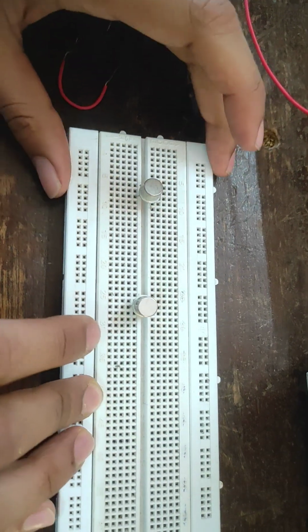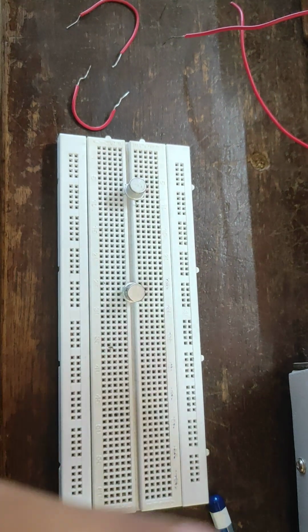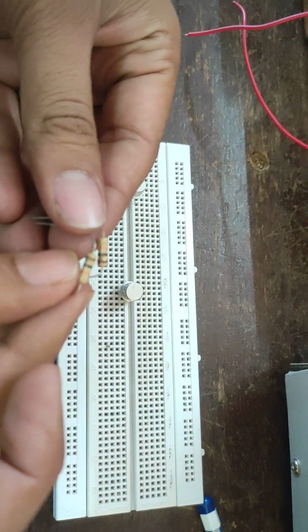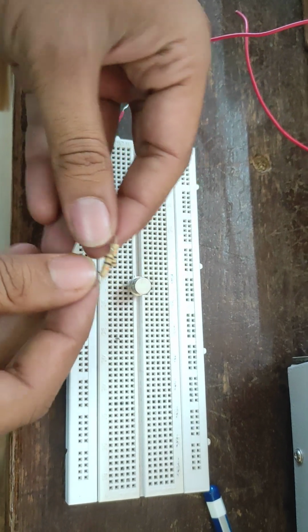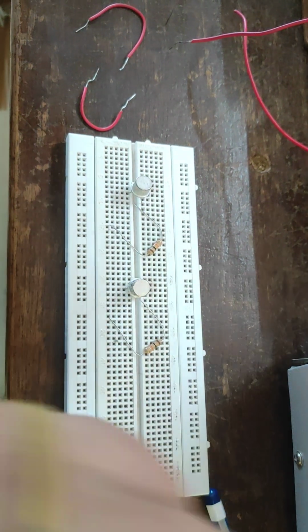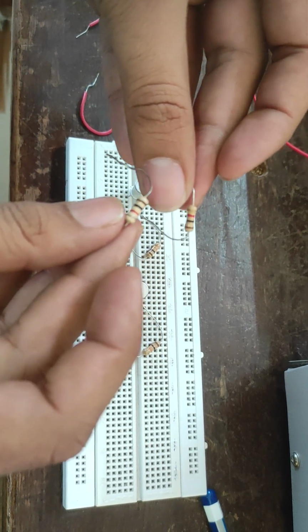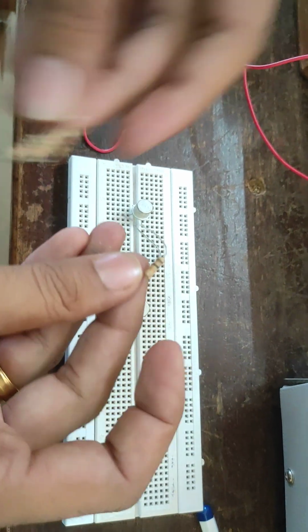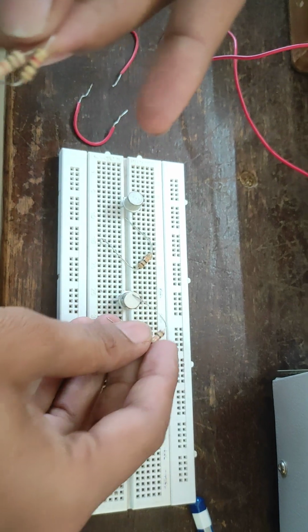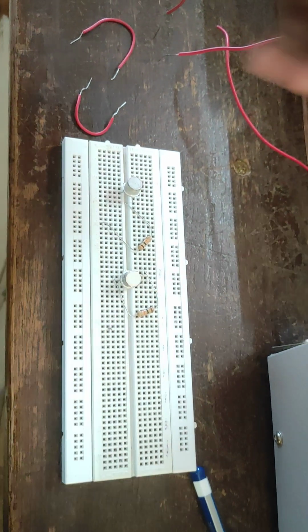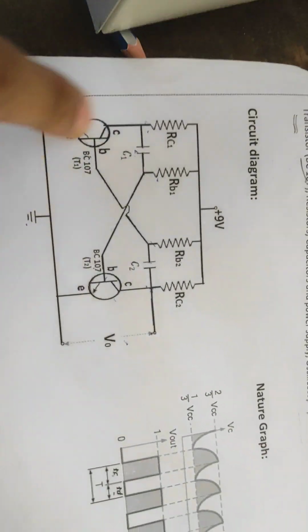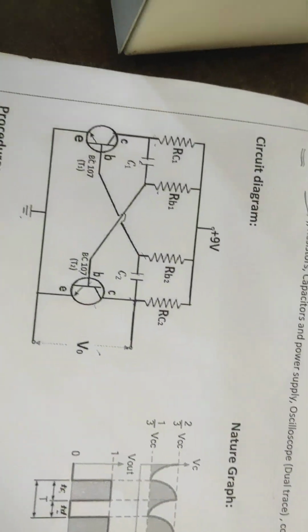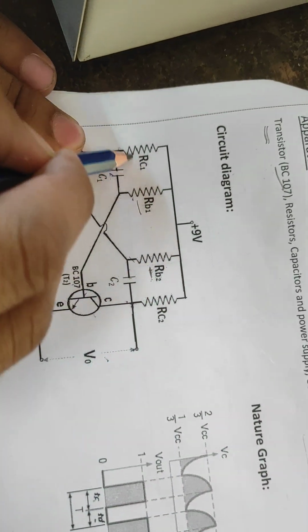Now let us see the connection we have to make here. We have 1 kilo ohm resistors, that is brown, black, red, which becomes 1 kilo ohm, and another couple of 1 kilo ohm resistors, brown, black and red. And here brown, black, orange, this is 10 kilo ohm. Now let us see as per the circuit diagram. Here we have emitter, collector, base, and emitter, base, collector. Now I am going to take RB1 and RB2, RC1 and RC2.